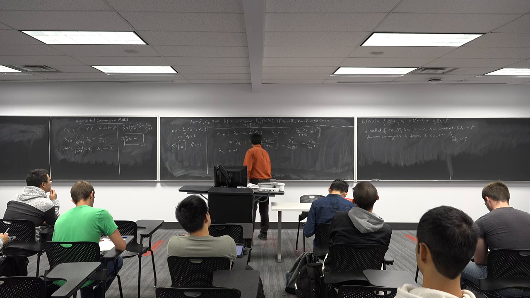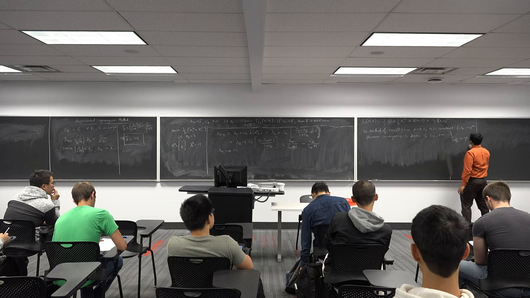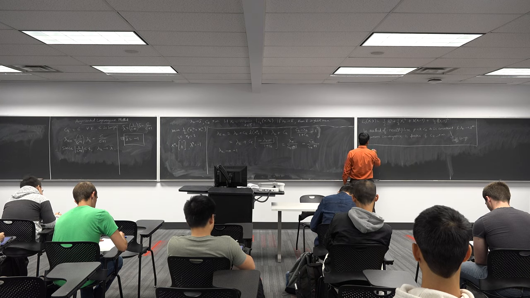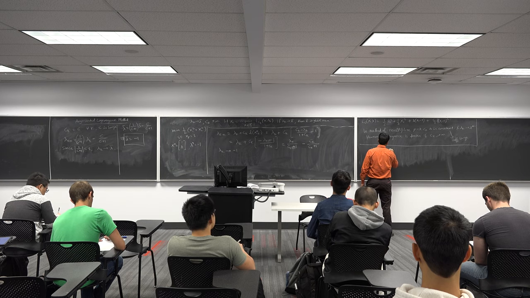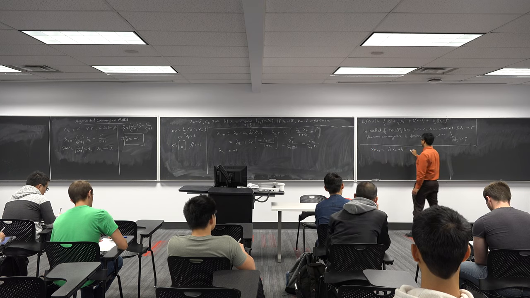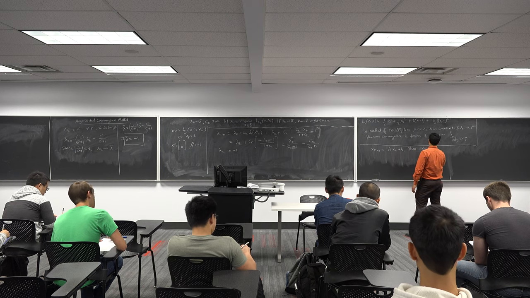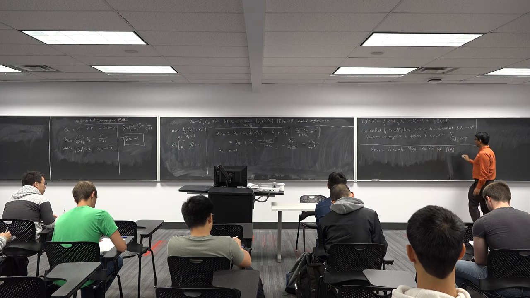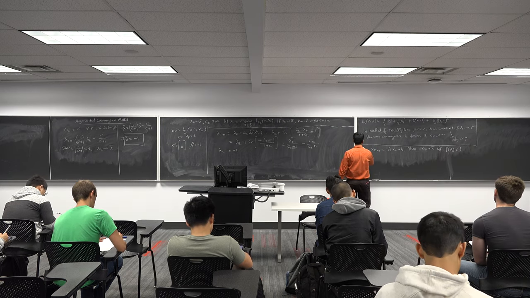More generally, I think this is something that all of you should make a note of. If you have a system where x_{k+1} = A x_k + b, then x_k converges to x bar if and only if the spectral radius of A is strictly less than 1. This is in general a good result to know.